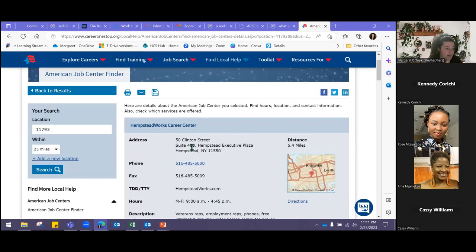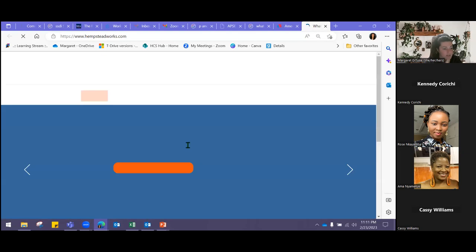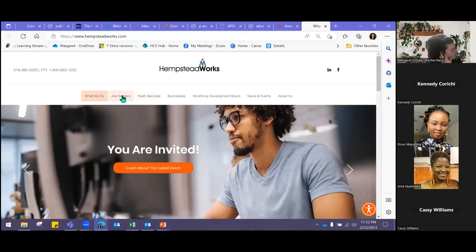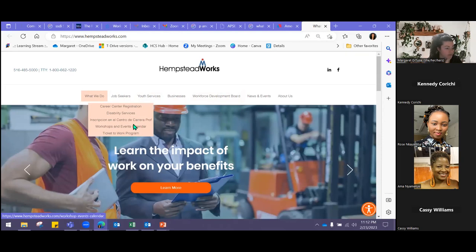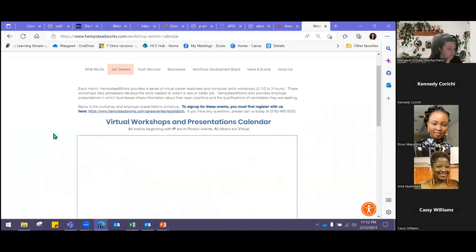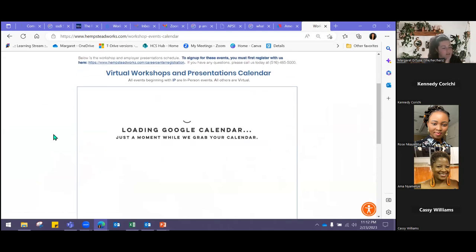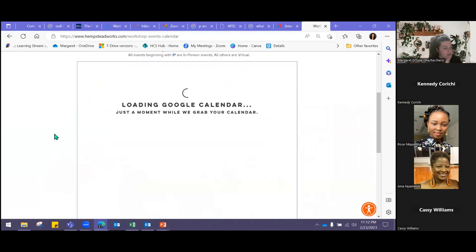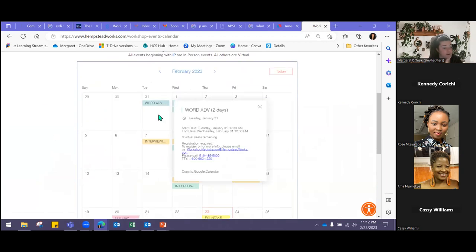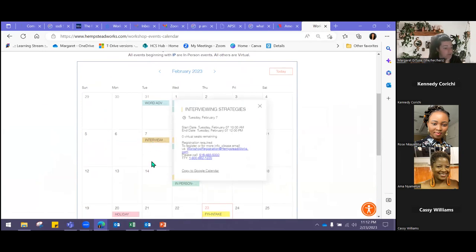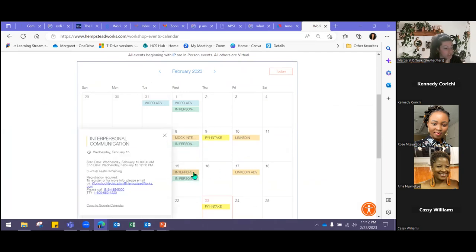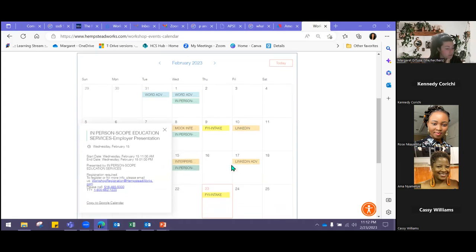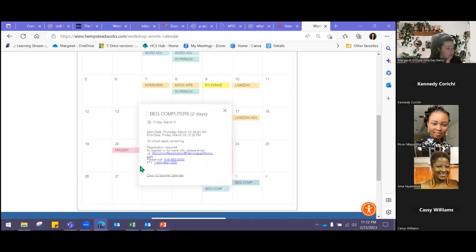But also what they have, if you were to go to a website, they have workshops, which I think are the most slept on. They have youth services, they have a lot of other stuff. But if I go to job seekers, disability services, Ticket to Work, right? A lot of the stuff that we're seeing. But if I go to workshops and calendars, they all have very similar classes. So Microsoft Word Advanced, a two-day class, it's for free. Interviewing strategies, mock interviewing. This is an in-person employer presentation, interpersonal communication, another employer presentation, beginner computer, and so on.